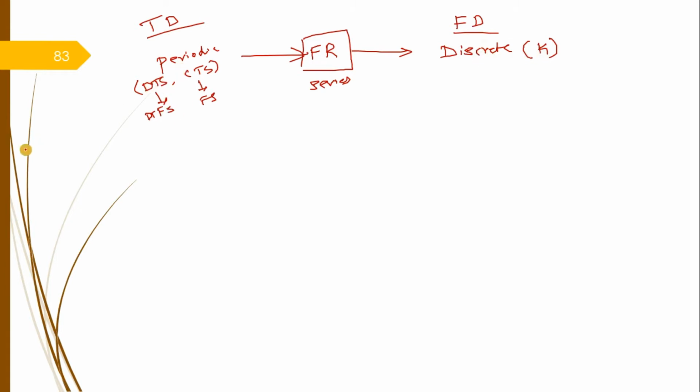I'll take it in this way. See, periodic means a signal repeats after a certain time interval. If this is T, after every T, this is 2T, this is 3T, the same signal repeats.